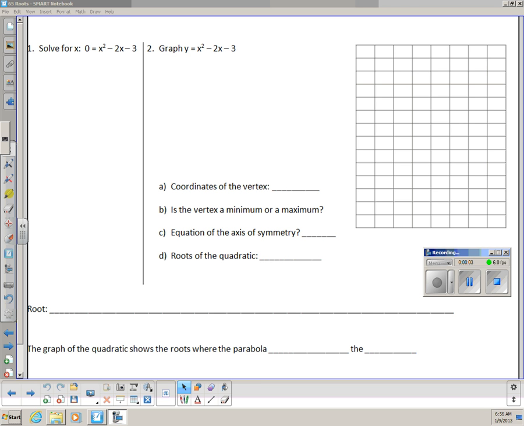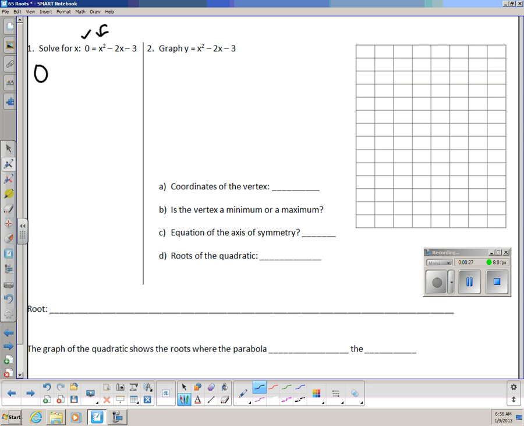All right, this is our video lesson about roots of a quadratic. The design for this lesson is that you do number one, we solve for x, where 0 is equal to x squared minus 2x minus 3. It's a quadratic equation because you have your x squared term. So you have to make sure it's set equal to 0, which it is.